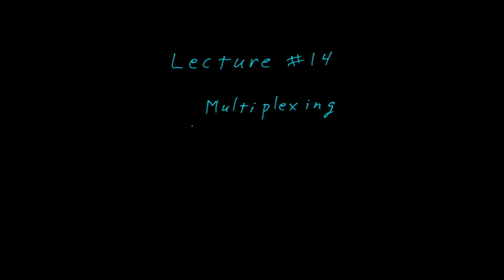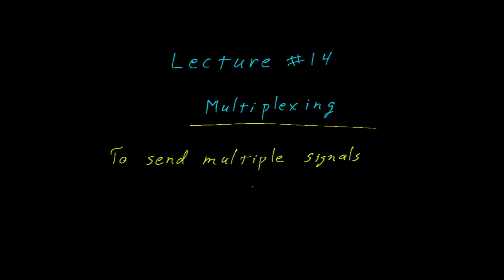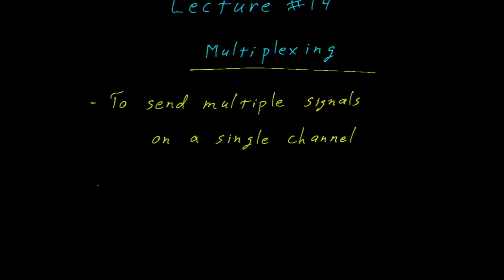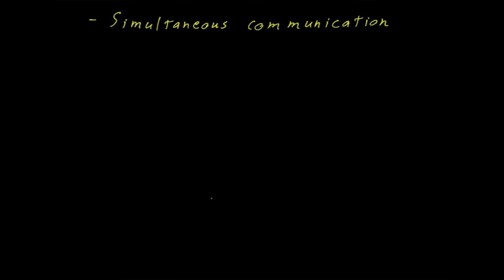Today, we will explore the concept of multiplexing, which is loosely defined as to send multiple signals on a single channel. You could also call this simultaneous communication. In block diagram form, that might look something like this.